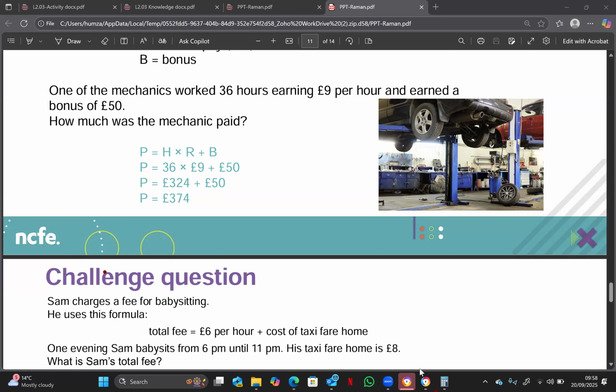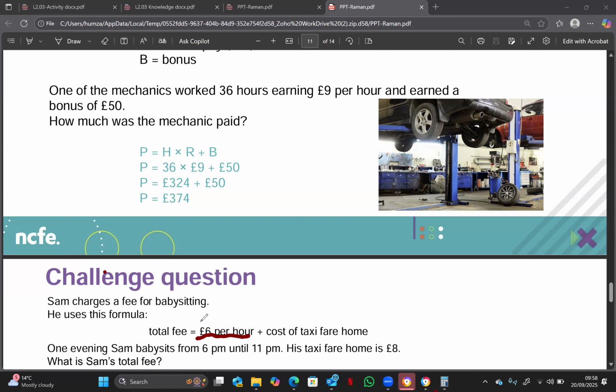Okay. So, the BODMAS will be 6 times 11. No, you wouldn't do that. Let me see. This is a bit difficult. So what does it say here for the total fee? £6 per hour, isn't it? That's what it says. But we need to work out how many hours he's babysat for. So how many hours has he babysat for here?